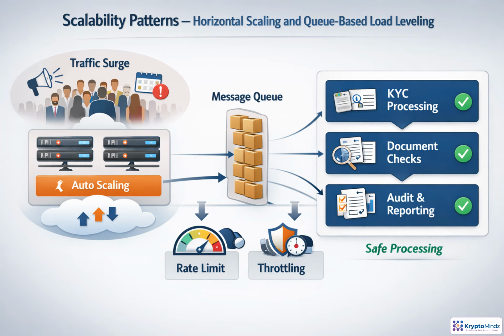When onboarding spikes, we don't want verifiers or KYC systems to collapse. So we scale the stateless API and verification layer horizontally and push work into a queue or event stream. That queue absorbs bursts and feeds a pool of KYC, document, and audit workers that can also autoscale. Rate limits and throttling protect fragile downstream services. Because processing is idempotent, retries are safe and never create duplicate profiles or audit records.